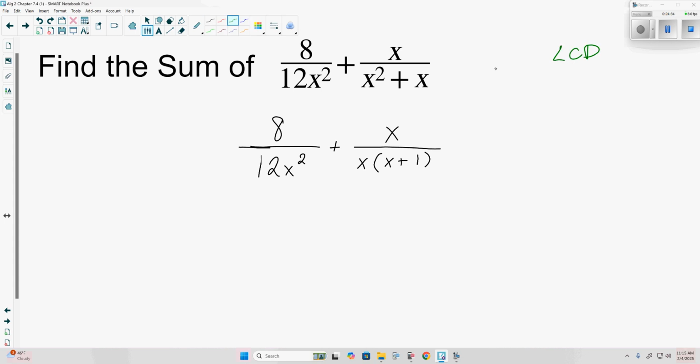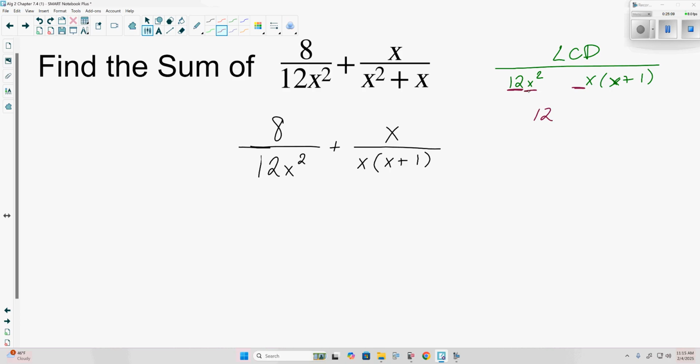Least common denominator, or least common multiple for these here. And what we're trying to match up is our 12x squared and our x times x plus 1. So the first thing we can do is look at the terms in front of our parentheses. Well, for one, the 12x squared doesn't have any parentheses. It's just 12x squared. So we're trying to match up the 12, and well, the number in front of x is 1. So we know for certain that we're going to have the 12.